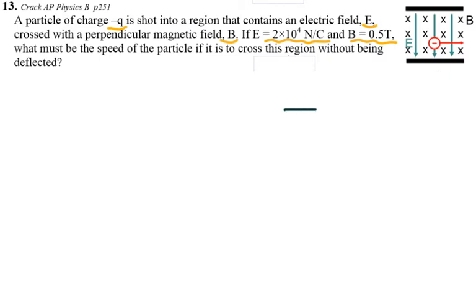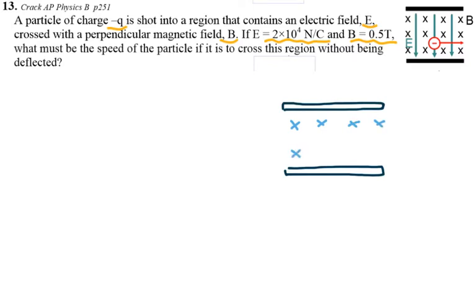So I have two plates. They have positive and negative charge. The magnetic field lines are into the page. So this is the magnetic field line. This is a negative charge and it's shot straight, and we don't want it to be deflected. That means we want it to go all the way straight. And in order for that to happen, the magnetic field force has to cancel the electric field force.